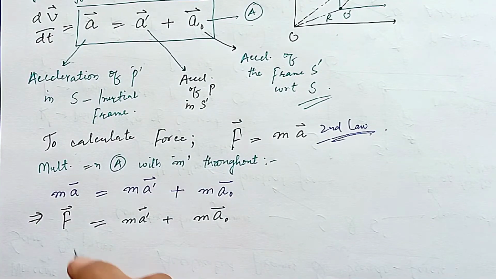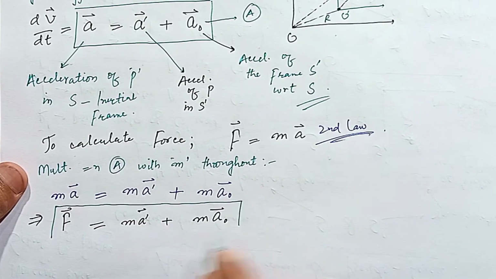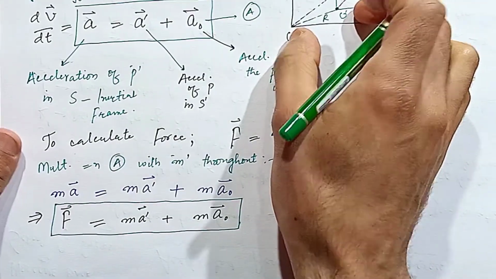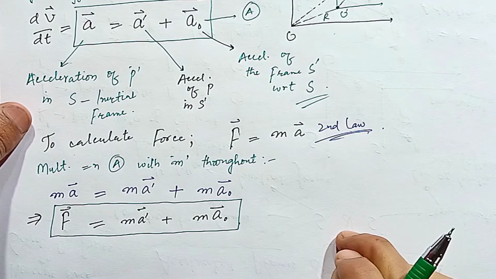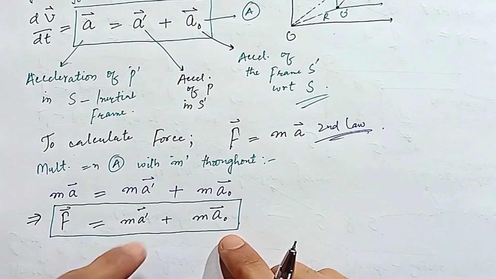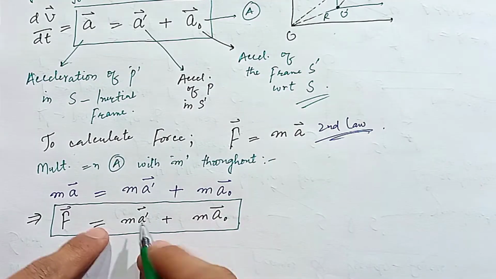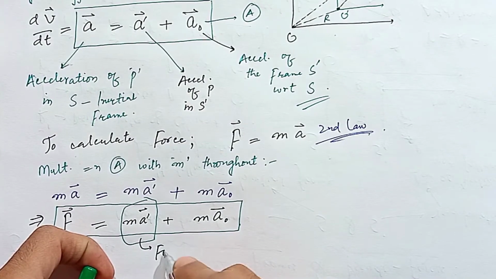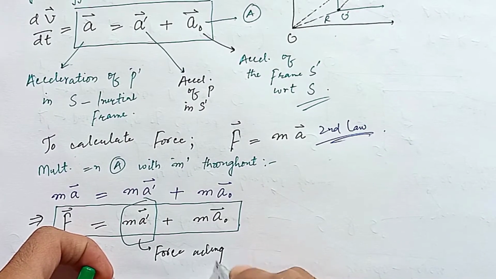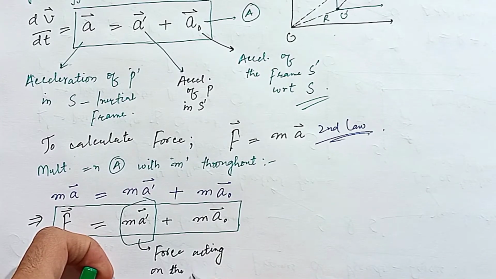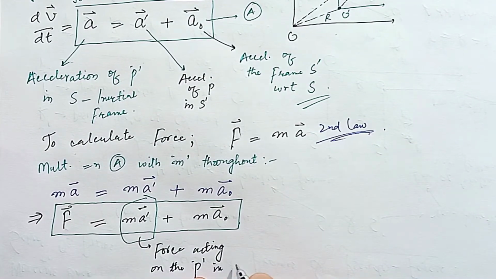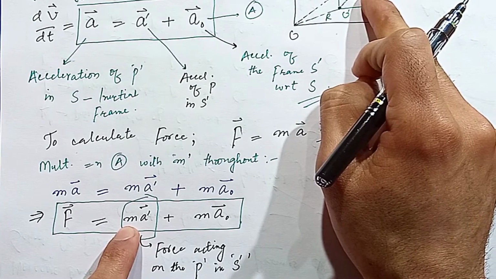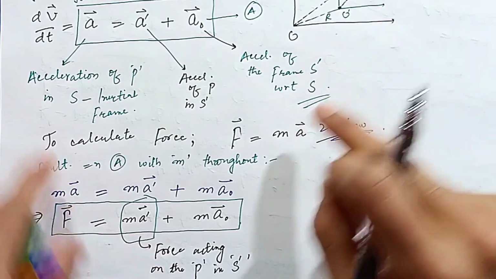This gives the force acting on a particle which is studied under two frames of reference, S prime and S, inertial and non-inertial. So if we need to apply this, what does this mean? This term, m a prime, is the force acting on the particle p in the frame of reference S prime. This is the actual force acting on this particle p in the frame of reference S prime.